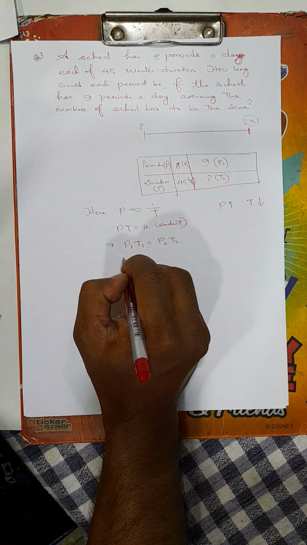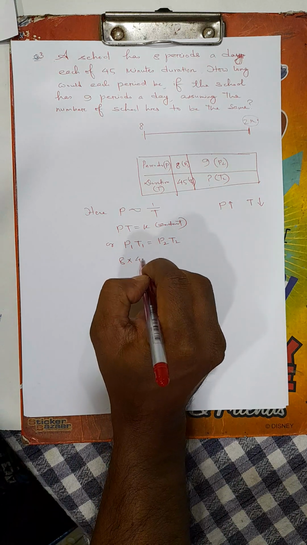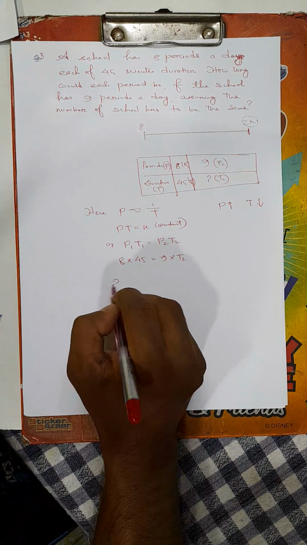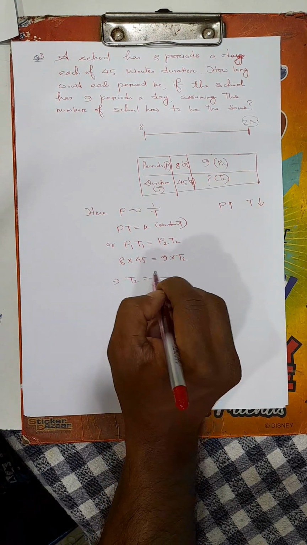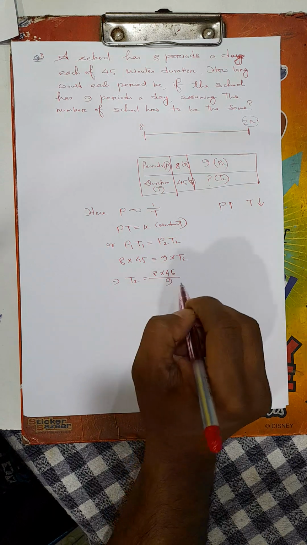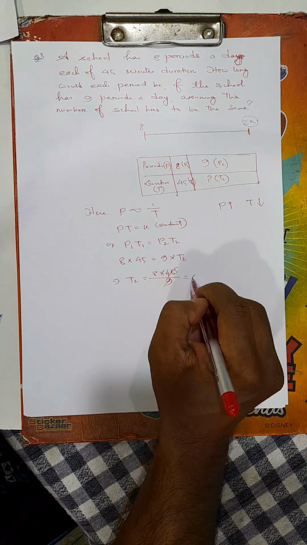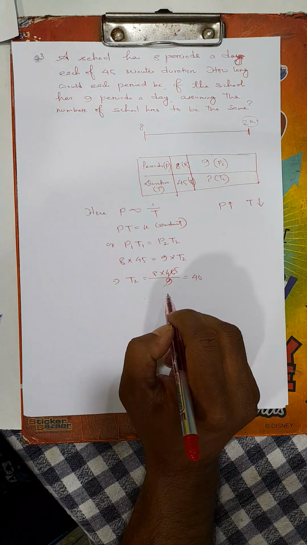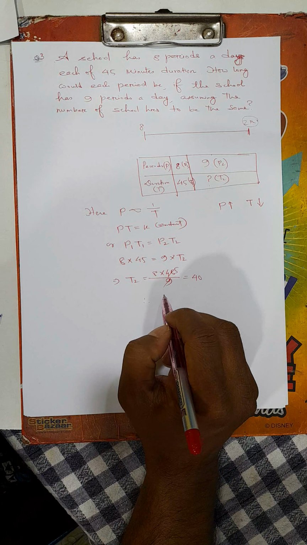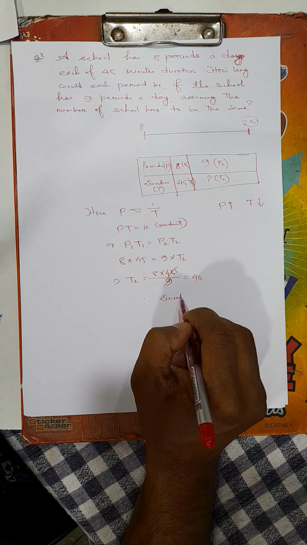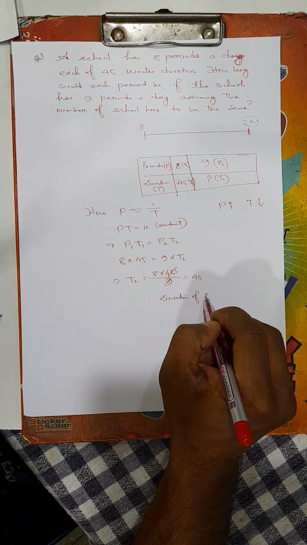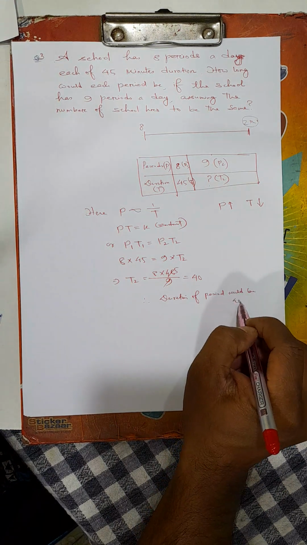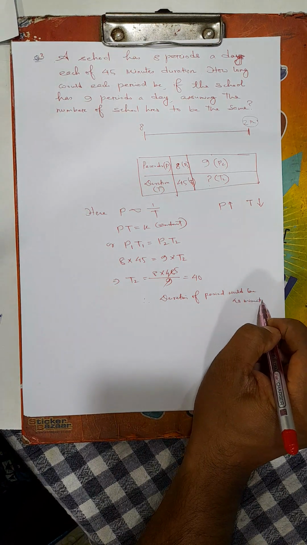Now here P1 means 8, T1 means 45, P2 means 9, T2 is unknown. So let us solve this equation for T2. 8 multiplied by 45 by 9. 9 5s are 45, 40. Therefore, duration of period would be 40 minutes.